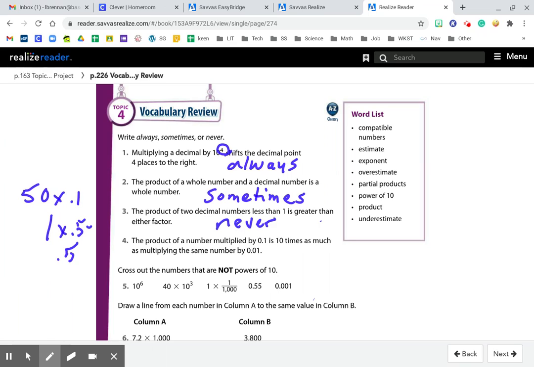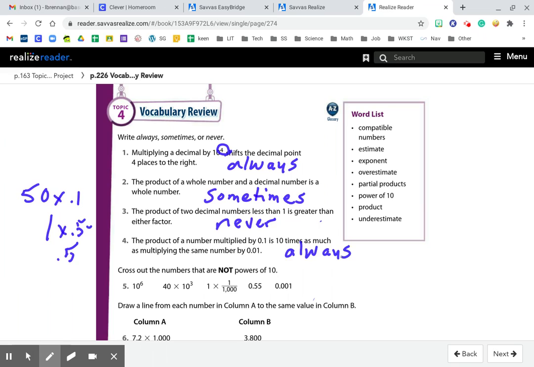If you have something less than 1 times something less than 1, you're never going to get anything bigger than 1. And number 4, the product of a number multiplied by 1/10 is 10 times as much as multiplying the same number by 1/100th. And that is always the case.